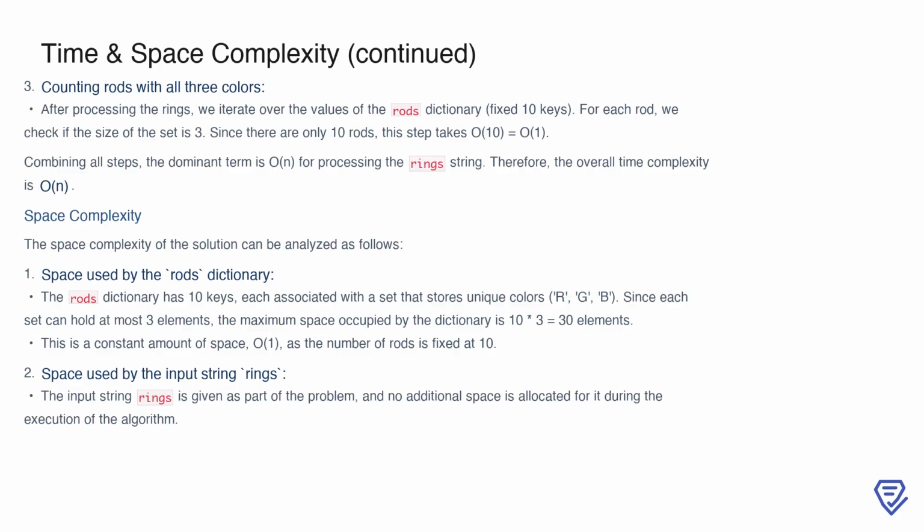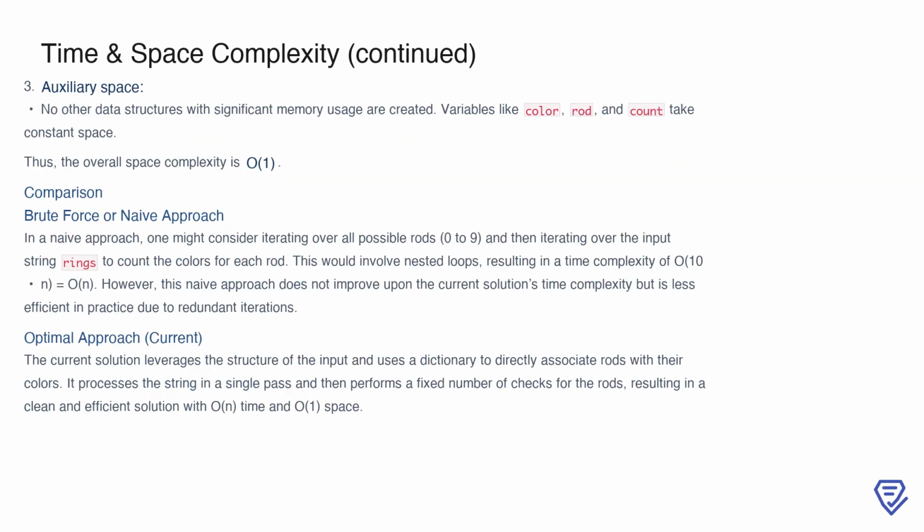Shifting to space complexity, the rods dictionary is the main data structure used. It contains 10 keys, each associated with a set that can hold up to 3 colors. This means the dictionary holds a maximum of 30 elements, which is constant, making its space complexity O(1). In addition to the dictionary, the input string rings is provided as part of the problem and does not require extra space allocation. Beyond that, the algorithm doesn't create any other significant data structures. Variables such as color, rod, and count are used temporarily and occupy constant space. This means the overall space complexity of the solution is O(1).